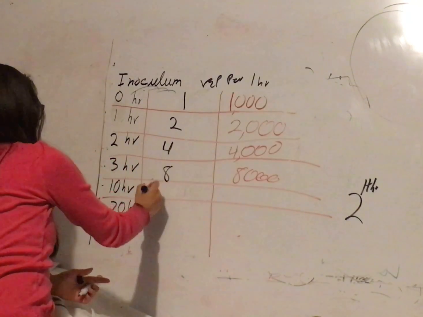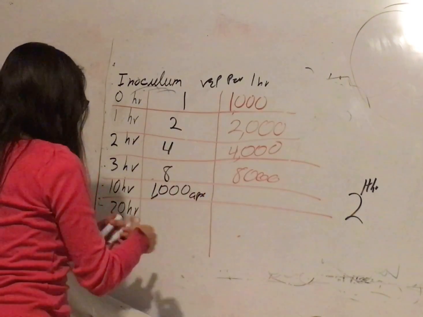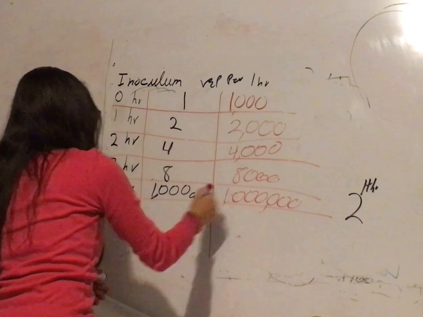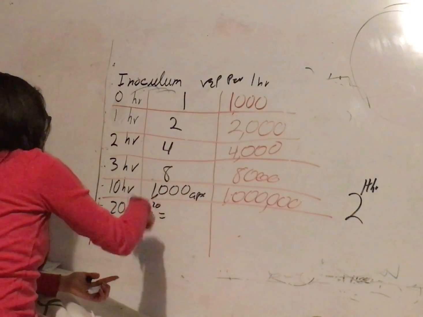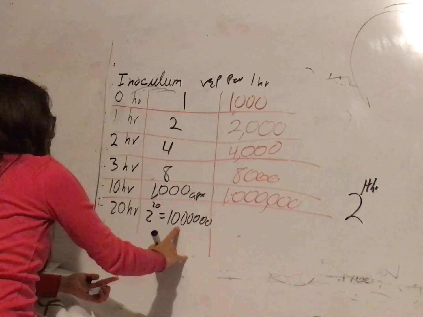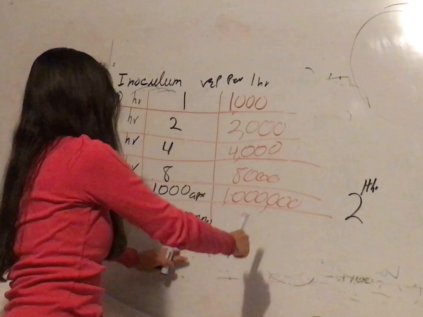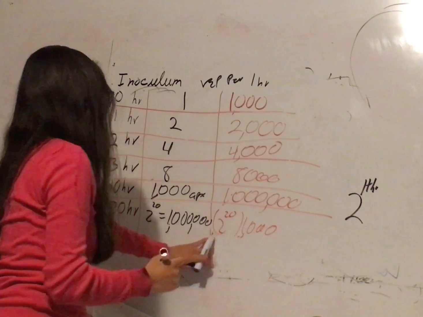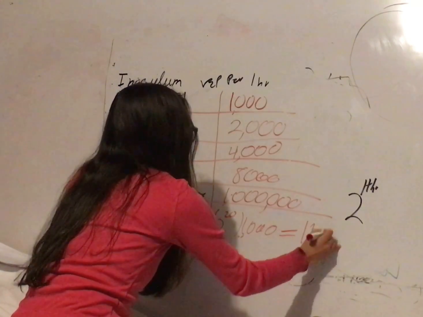Here 2 to the 10 is 1024, which is approximately 1000. And here, 1000 times 1000 is 1 million. Here 2 to the 20 is 1000 times 1000. I have not enough space. 1, 2, 3, 4, 5, 6. Here, so 1 million. And here we have 2 to the 20 times 1000. So if this is 1 million times 1000, it will be a billion.